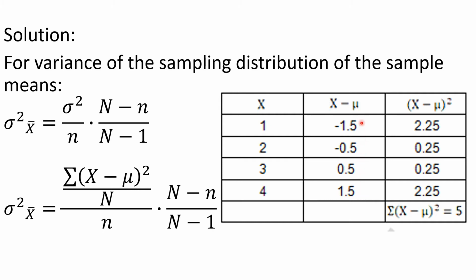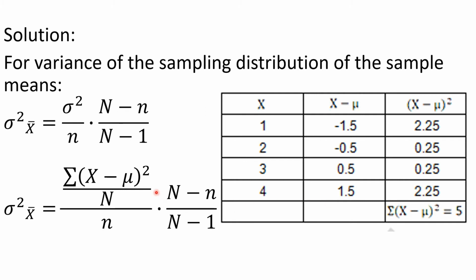So this is what you'll have: negative 1.5, negative 0.5, 0.5, and 1.5. Since what we want to get in the formula is the square of it, then in the third column, let us write the values of this when squared. So negative 1.5 squared, you may use your calculator, that is 2.25. Negative 0.5 squared is 0.25, 0.5 squared is 0.25, and 1.5 squared is 2.25.